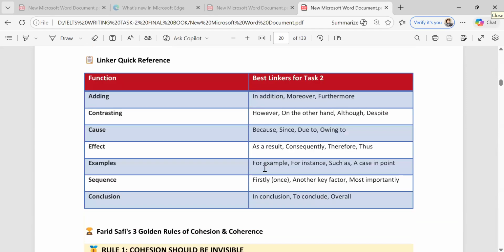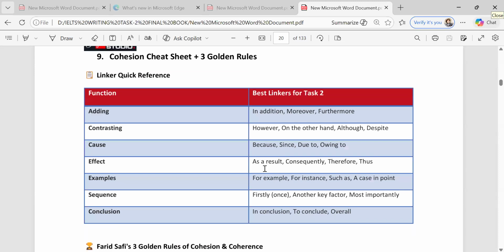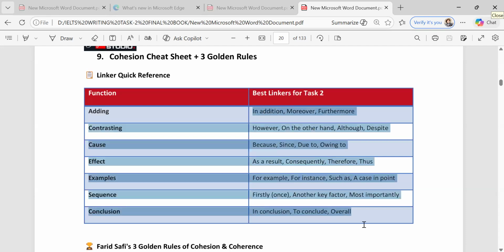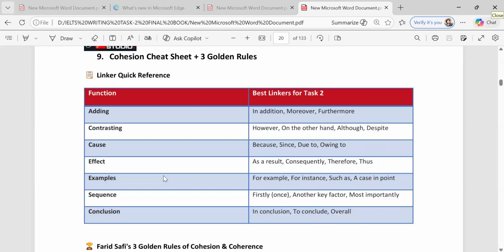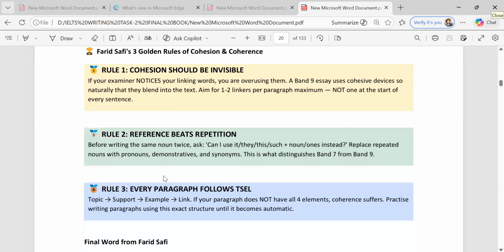Okay, this is your cohesion cheat sheet, three golden rules I mentioned here. These are the best linkers for task 2 that you can use. You can find them in your book as well. These are the three golden rules for cohesion. Number one, cohesion should be invisible. Keep that in your mind.